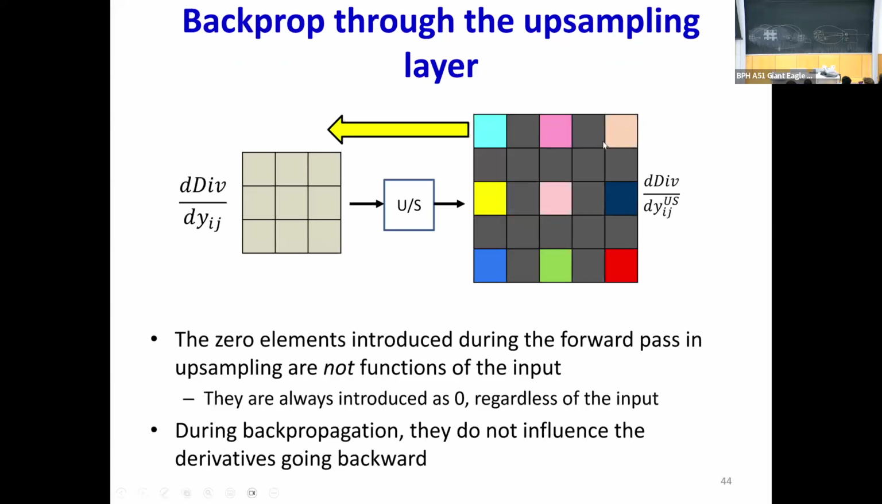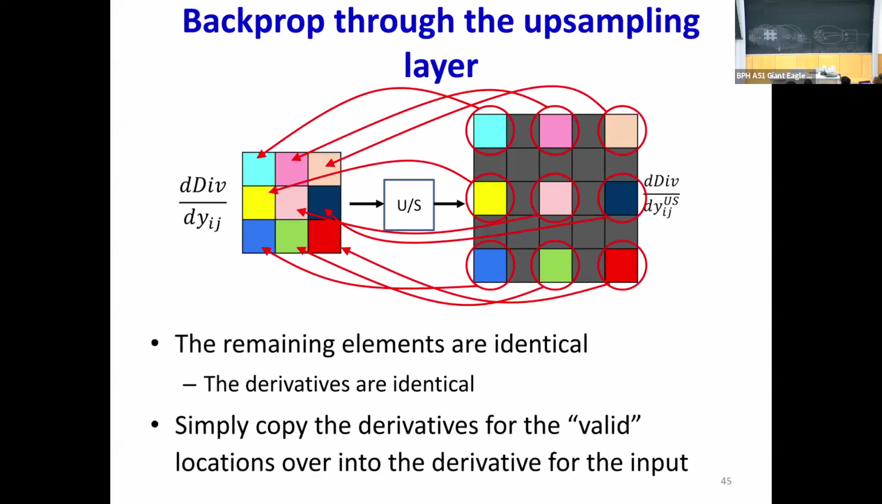And we know that none of these terms actually have any influence on the derivatives going backward, because when you were going forward, these terms did not depend on the input. You just filled in zeros. So when you're back propagating, you'll actually get non-zero derivatives in these locations. But they do not matter, because those inputs were just fixed and not influenced in any manner by what came in forwards, right? And so the derivatives at these locations are simply going to be copied going back.